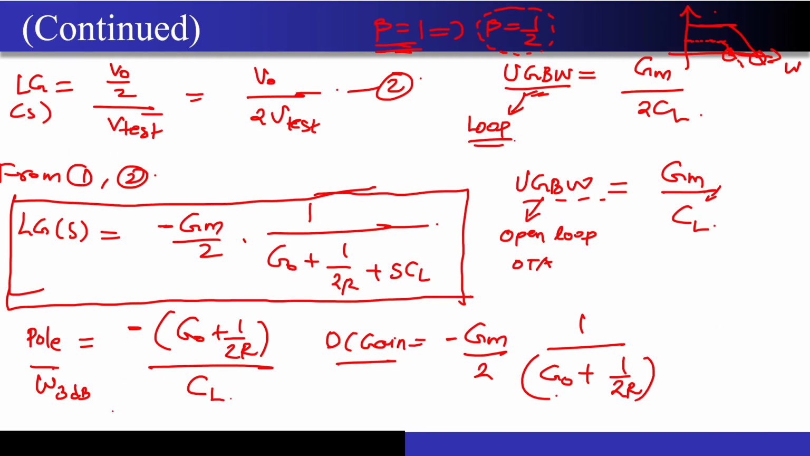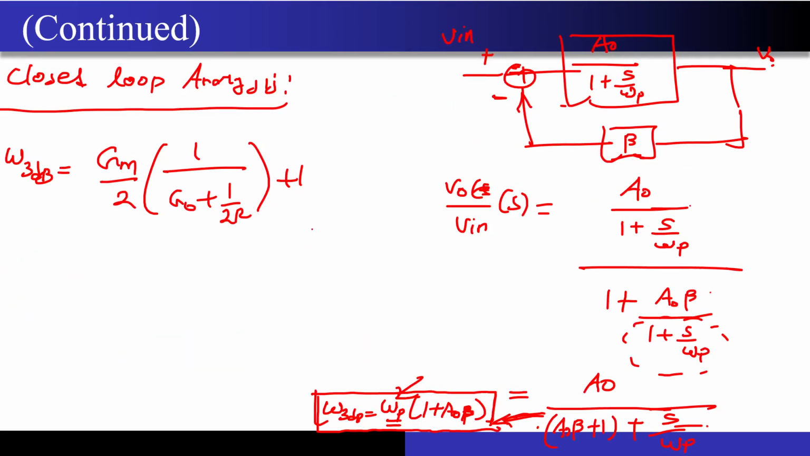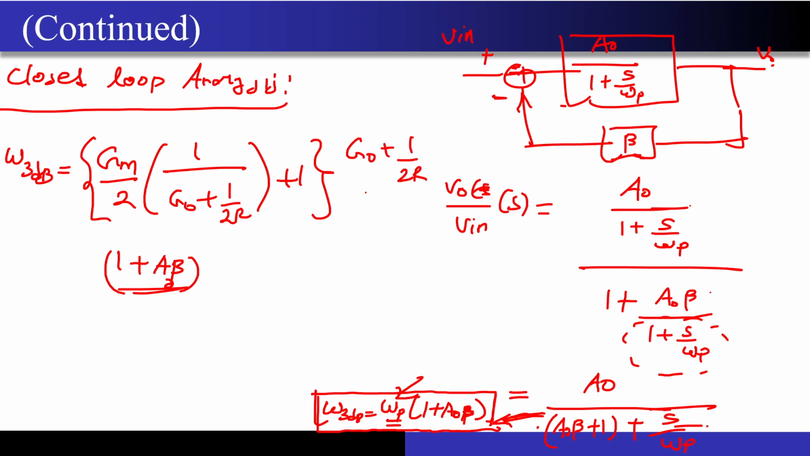The pole was at this particular frequency, correct? So what I am writing over here is not a pole, it is a factor 1 plus A naught beta actually, correct? And now I will be multiplying it with omega p. What is the omega p? So the omega p was nothing but g naught plus 1 by 2r by cl, correct? So this is what I had got.